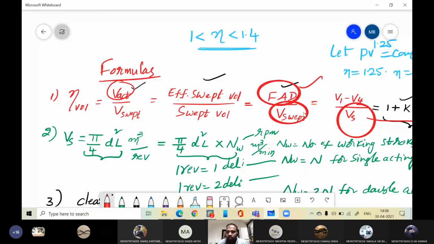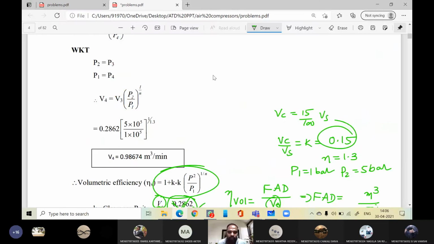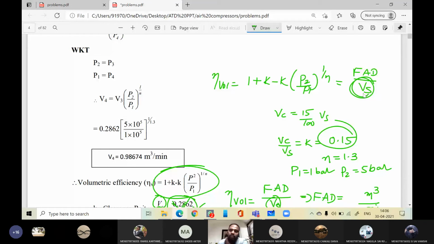In this formula, swept volume is known and free air delivery is not known, and volumetric efficiency is also not known. So I am calculating volumetric efficiency by using this formula: 1 plus k minus k into (P2 by P1) whole power 1 by n. This formula is known to us already. All the data is available, so volumetric efficiency is known, that is equal to free air delivered to the swept volume. Swept volume is known to us. Volumetric efficiency is calculated, therefore FAD is equal to volumetric efficiency multiplied by swept volume. You will get it in terms of meter cube per minute.